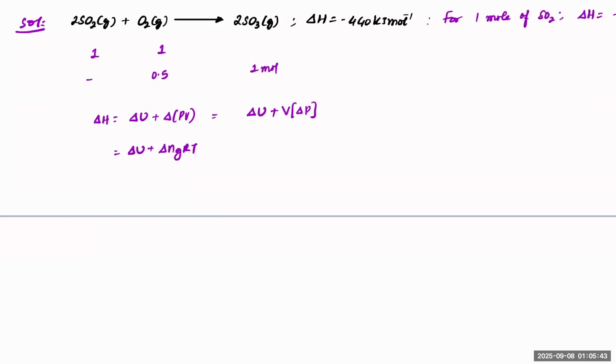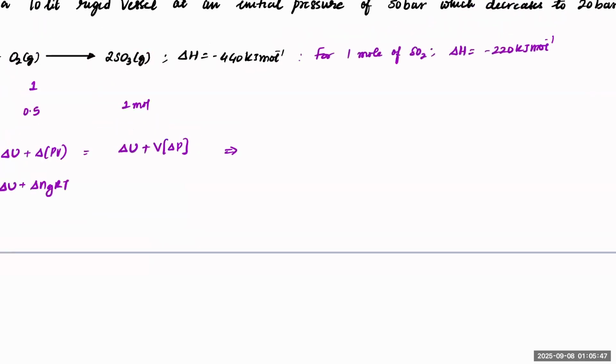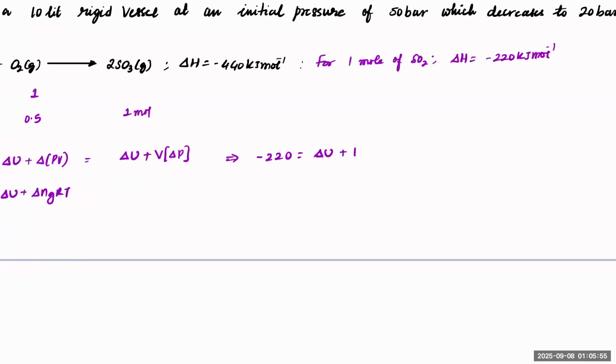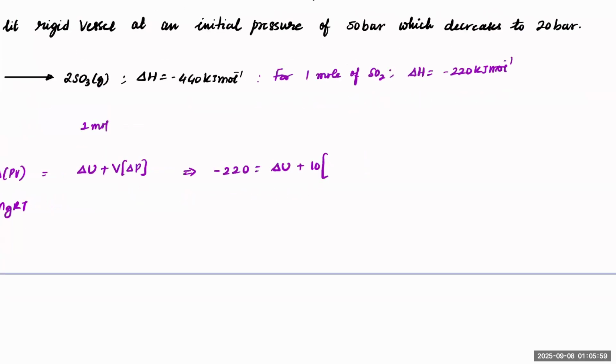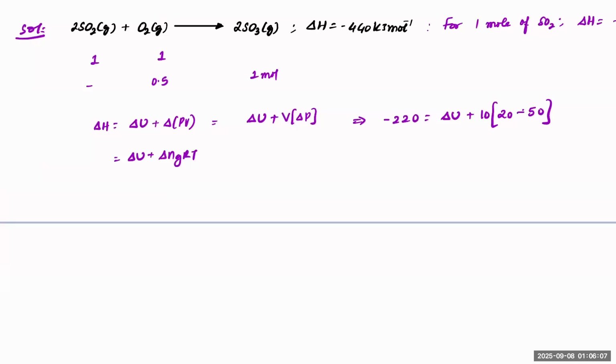So that implies delta H, which is equal to minus 220, is equal to delta U plus V delta P. What is our rigid volume here? 10, into how much is the pressure changing? From 50 to 20 bars, so 20 minus 50. This is what it should have been. Clear?